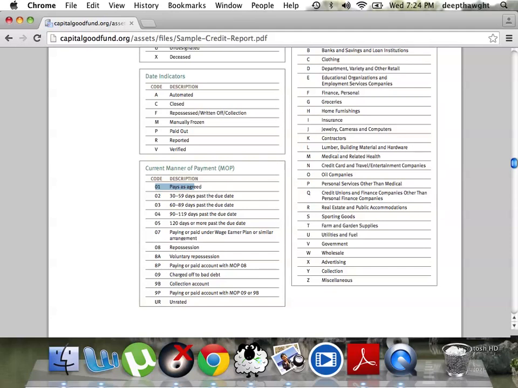7, paying under a wage earner plan or similar agreement. You made some type of agreement with the credit agencies to make some type of payment. 8 is a repossession. 8A is a voluntary repossession.